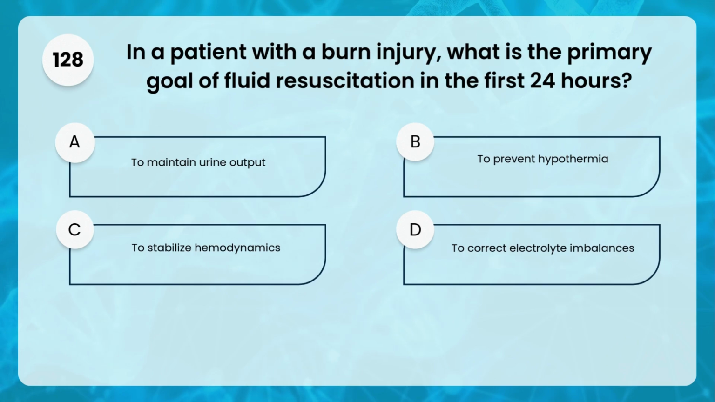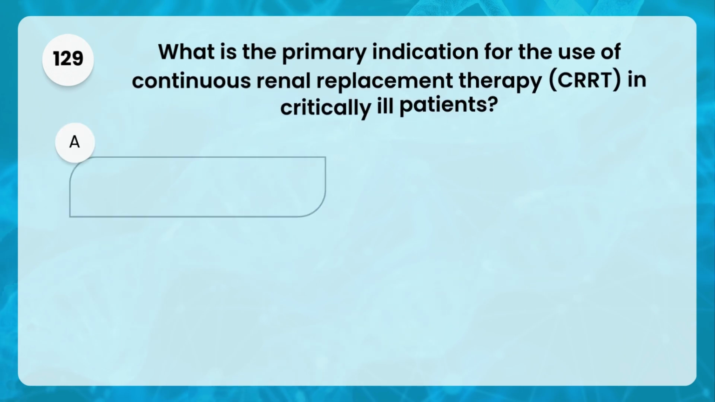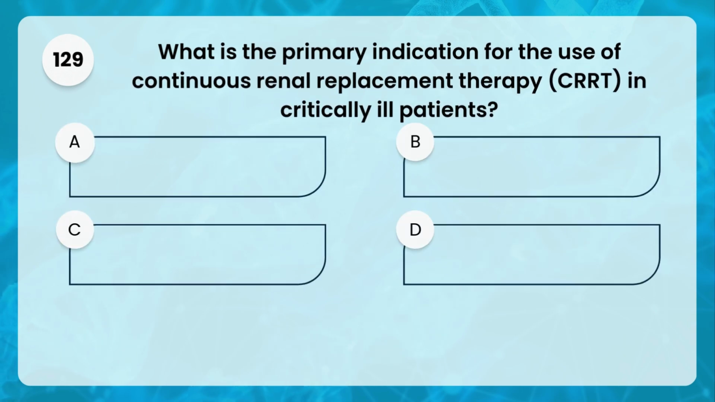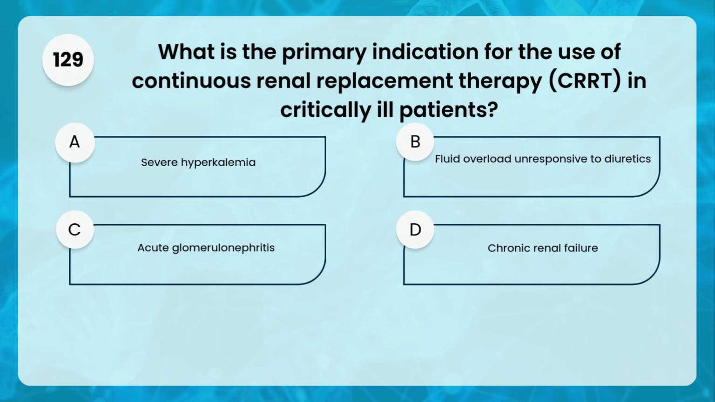128. In a patient with a burn injury, what is the primary goal of fluid resuscitation in the first 24 hours? A. To maintain urine output. B. To prevent hypothermia. C. To stabilize hemodynamics. Or D. To correct electrolyte imbalances. The answer is C. To stabilize hemodynamics.